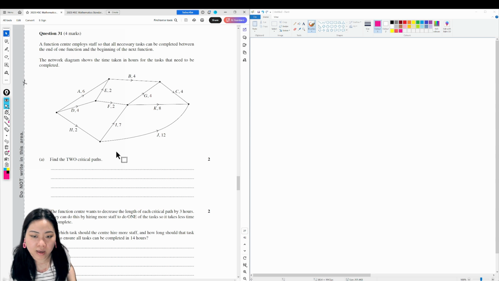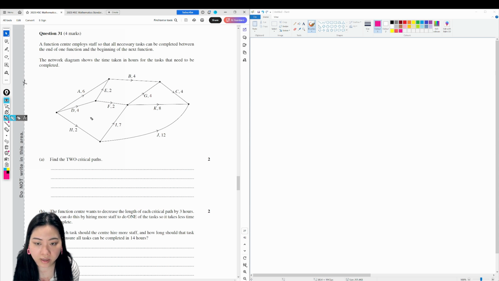The critical paths are the paths that take the longest. Let's see if we can find them. 8, 10, that's 14 going that way. 4, 6, that's identical. 4, 6, 14 again. 4, 6, 10, 14 again. 2, that's 14 as well. 2, 9, 17. Okay, that's the longest so far. That is 17. Where's the other one?